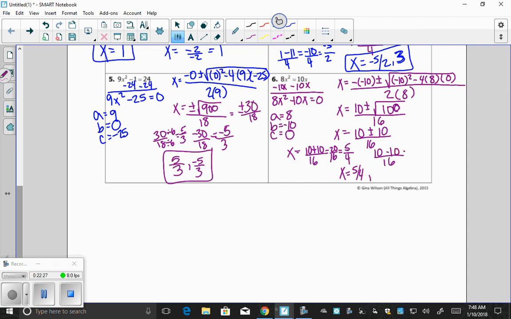Well, 10 minus 10 is 0. Divided by 16 is 0. So my two answers are 0 and 5/4. 0 can be an answer, so you have to write it down. So let's look at the back.